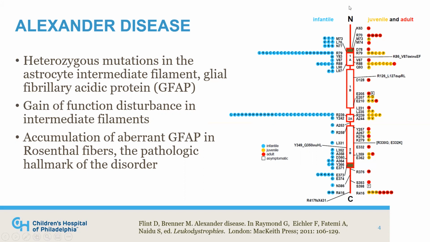Here on the right, you will see the gene expressed with different mutations. And here's representing that there are different forms: infantile, juvenile, and adult, which is an older classification system, but making the point that many of these mutations are expressed at multiple ages.